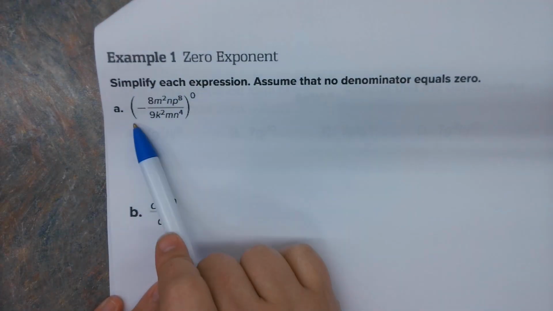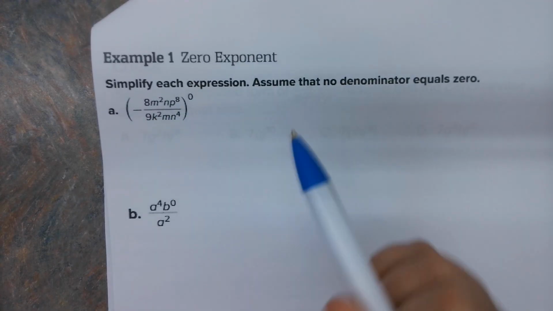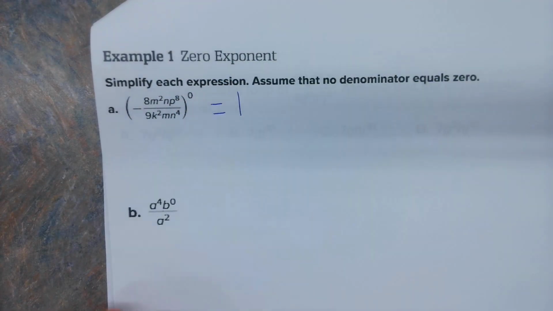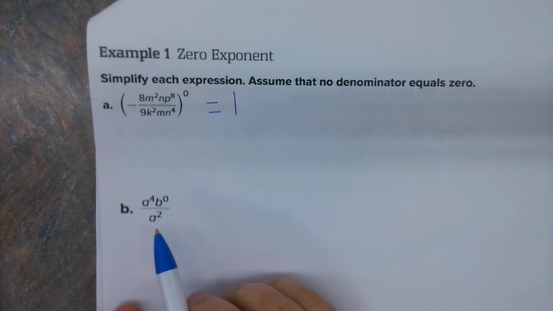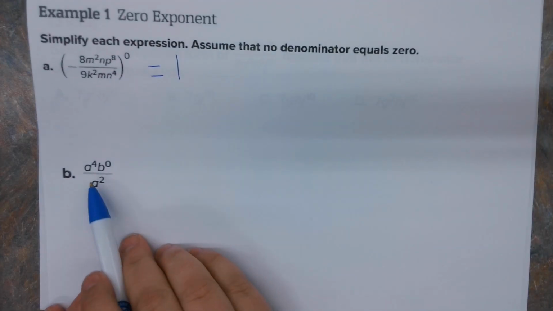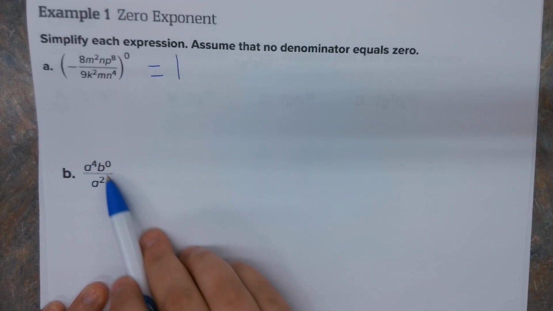We're going to look at it two different ways. If all of it gets raised to the zero power, well, guess what? This just equals 1. That's the whole answer. 1. Okay? This one's a little different because it gives the exponent just with some of the variables. So we're going to look at a and then we're going to look at b.